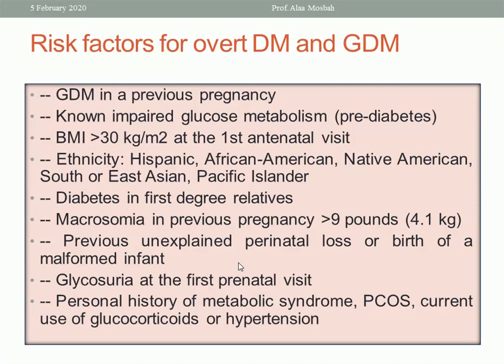Diabetes in first degree relatives. Macrosomia in previous pregnancy, 4.1 kilogram. Previous unexplained perinatal loss or birth of malformed infant. Personal history of metabolic syndromes, polycystic ovarian syndrome, hypertension, current use of glucocorticoids, glycosuria at the first prenatal visit. All these are risk factors.